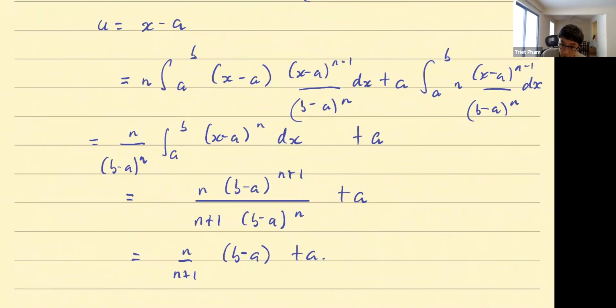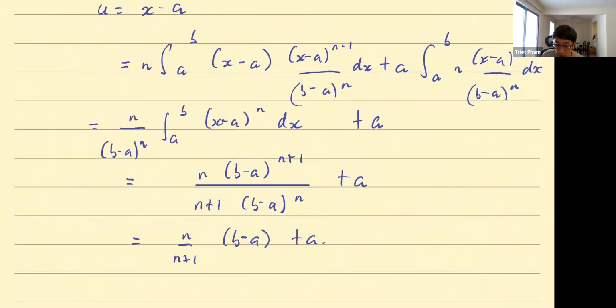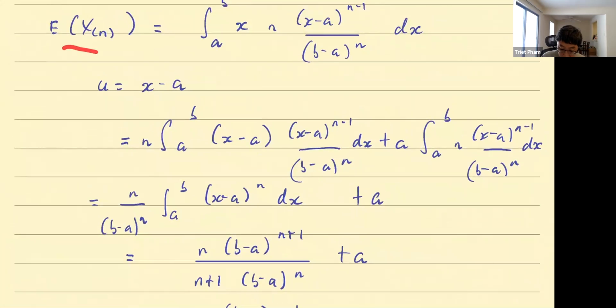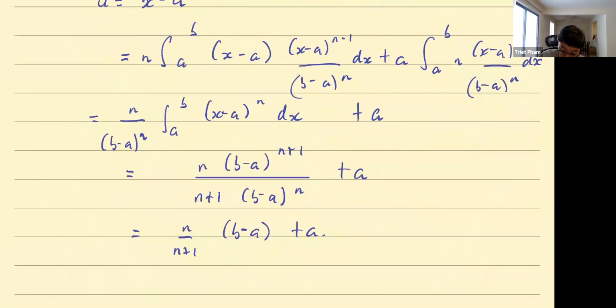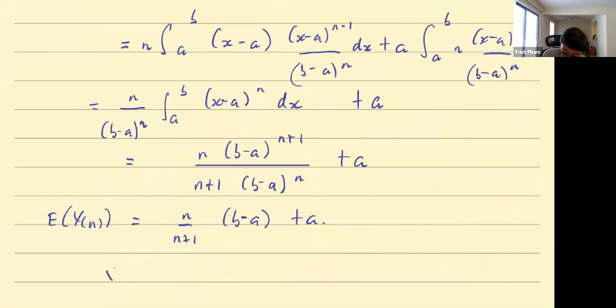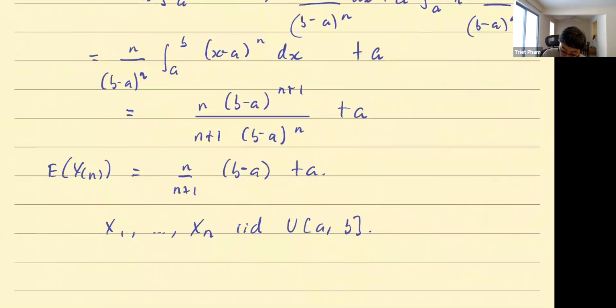Now, why do I calculate this? A, it is an exercise in working with the density of the max, but B, it has statistical meaning. Right here is the expectation of the sample max. This comes from an IID sample from uniform(a, b). Remember the point of the sample max? The sample max is supposed to be an estimator for b.